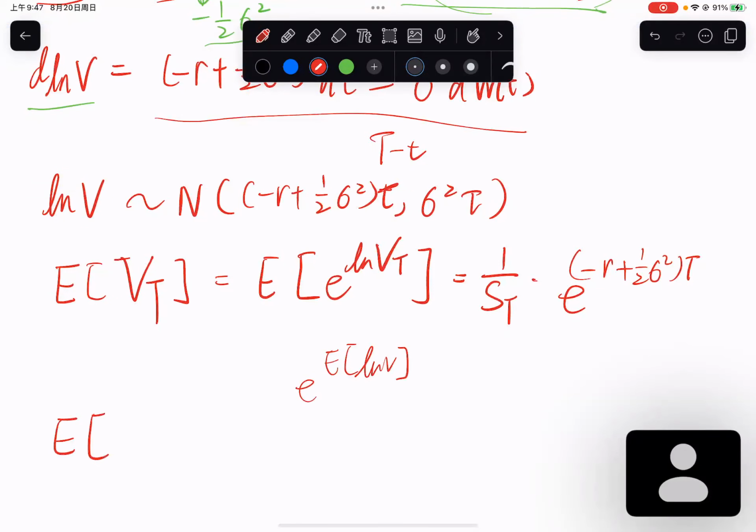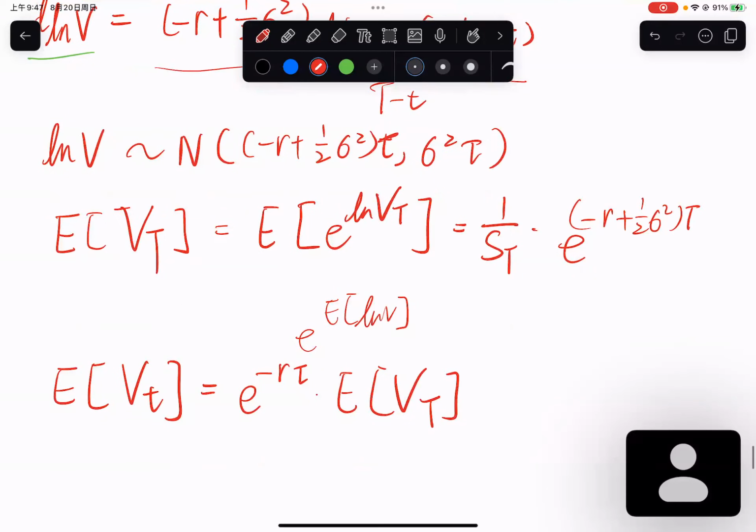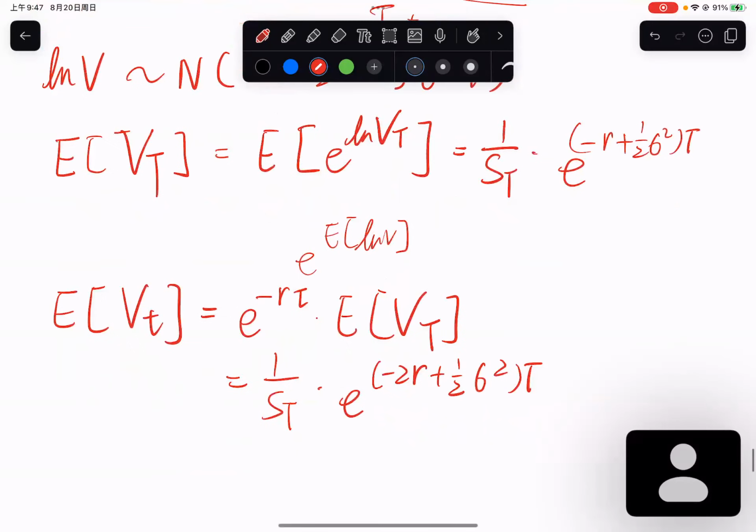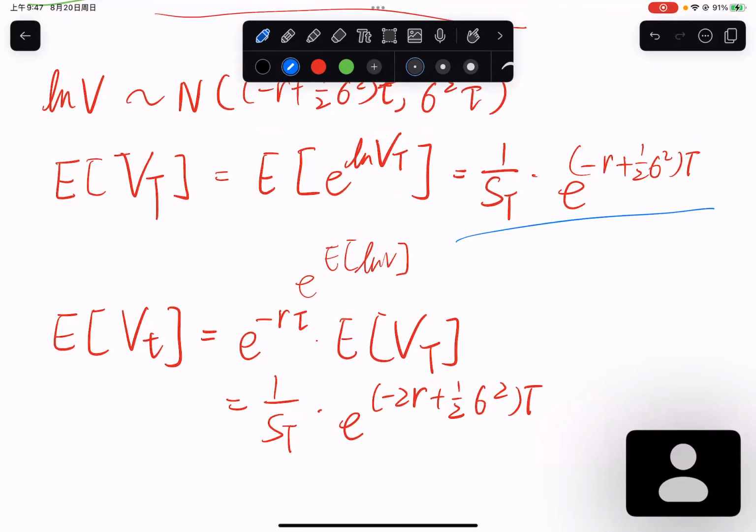And then we can have the expected value of V at the current stage. We multiply this by e to the negative r tau, with the expected value of V at the eventual time, which is just 1 over S_t multiplied by e to the negative 2r plus 1 over 2 sigma squared tau. Okay, and if you look, you can find this answer is different from the answer in the Green Book. The Green Book one is wrong. It has a typo there, so please use this one.